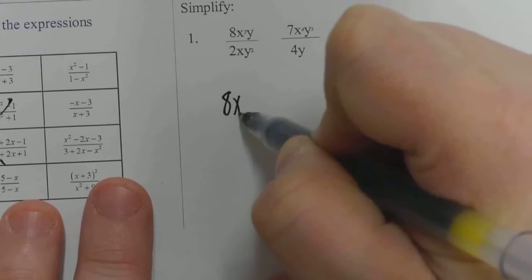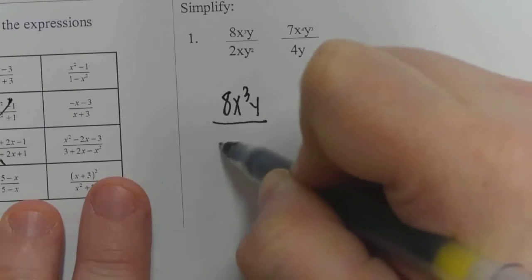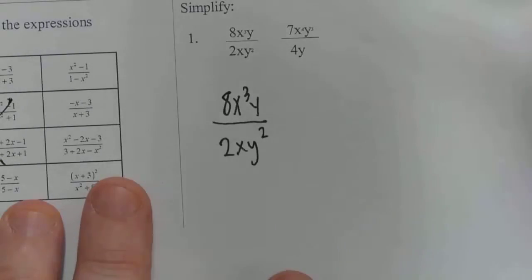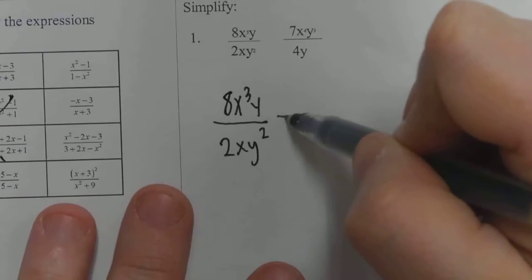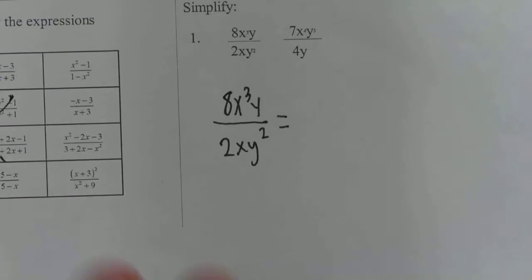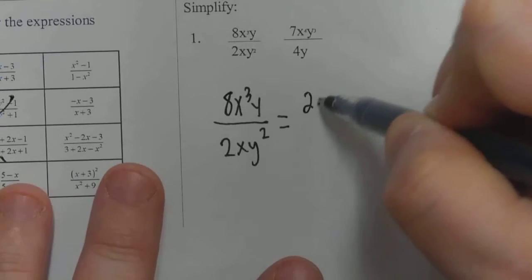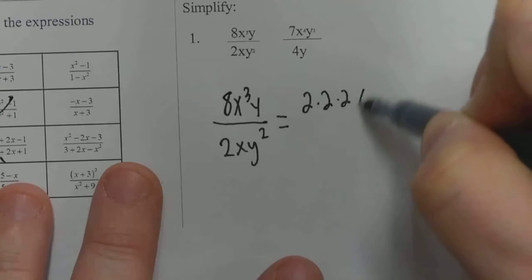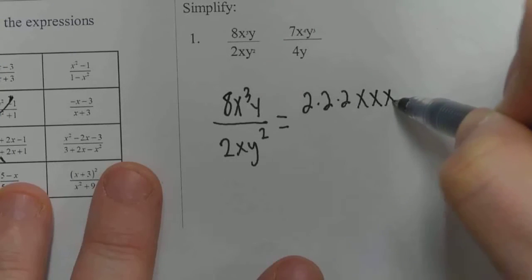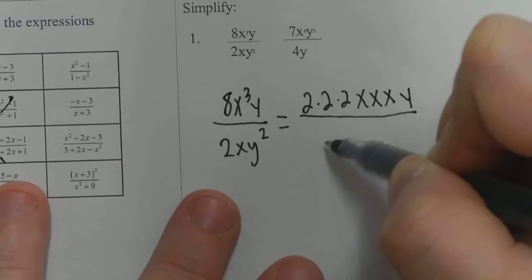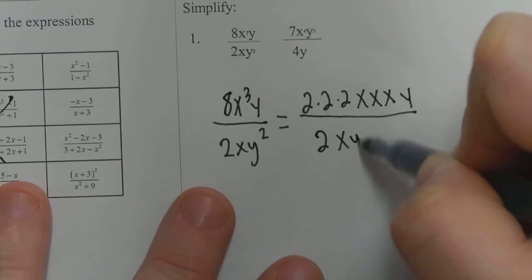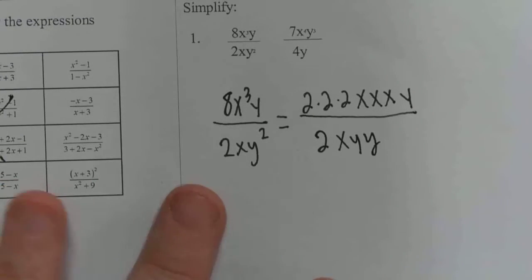Now this first problem, we have 8x cubed y divided by 2xy squared. And I want to write this out just term by term for you to think about it for a minute. 8 would be 2 times 2 times 2. X cubed is x times x times x, and then I'd have y. On the bottom I'd have 2 times x times y times y.